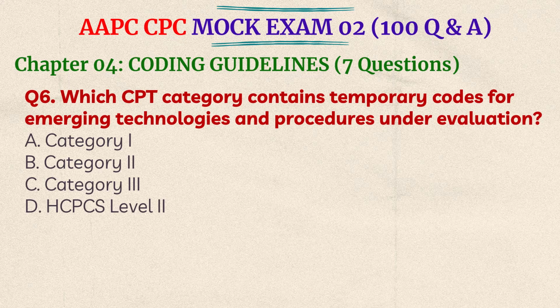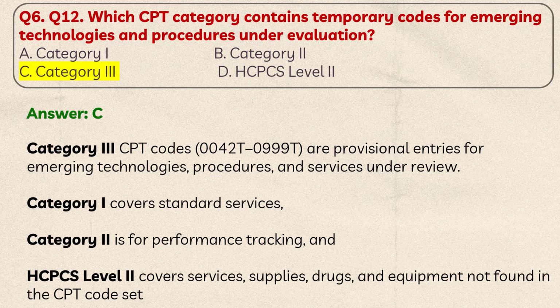Question number 6. Which CPT category contains temporary codes for emerging technologies and procedures under evaluation? A, Category 1; B, Category 2; C, Category 3; D, HCPCS Level 2. Think about the answer. The correct answer is C, Category 3. Category 3 CPT codes are provisional entries for emerging technologies, procedures, and services under review. Category 1 covers the standard services. Category 2 is for performance tracking. HCPCS Level 2 covers services, supplies, drugs, and equipment not found in the CPT code set.